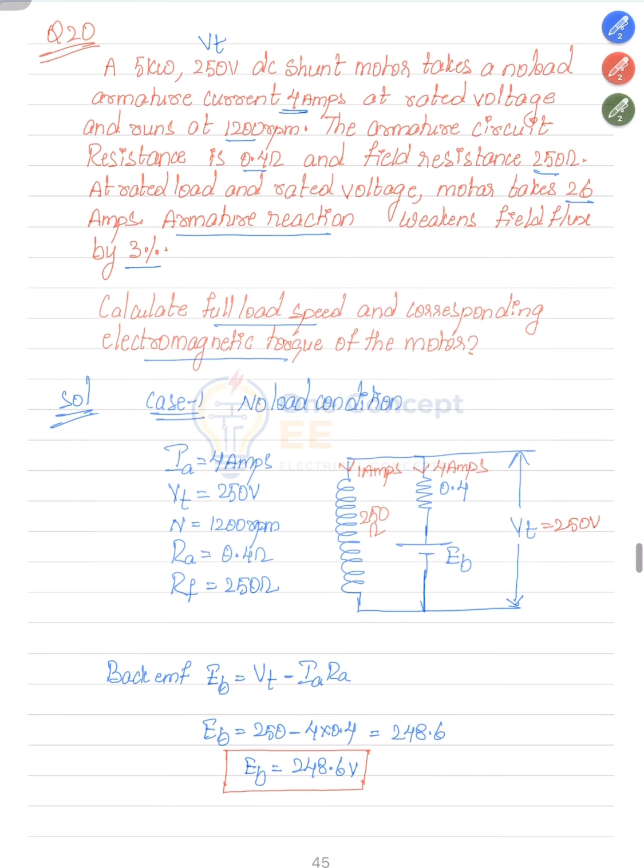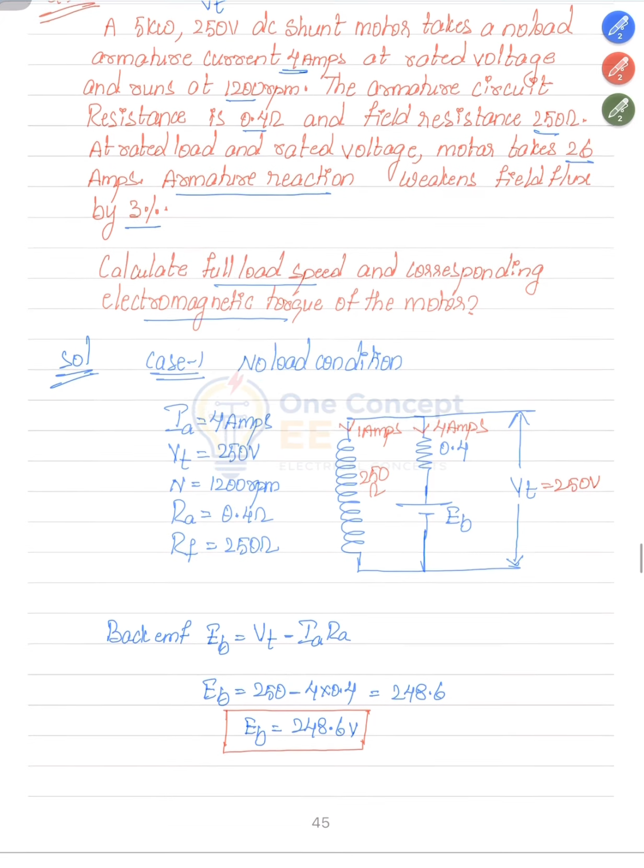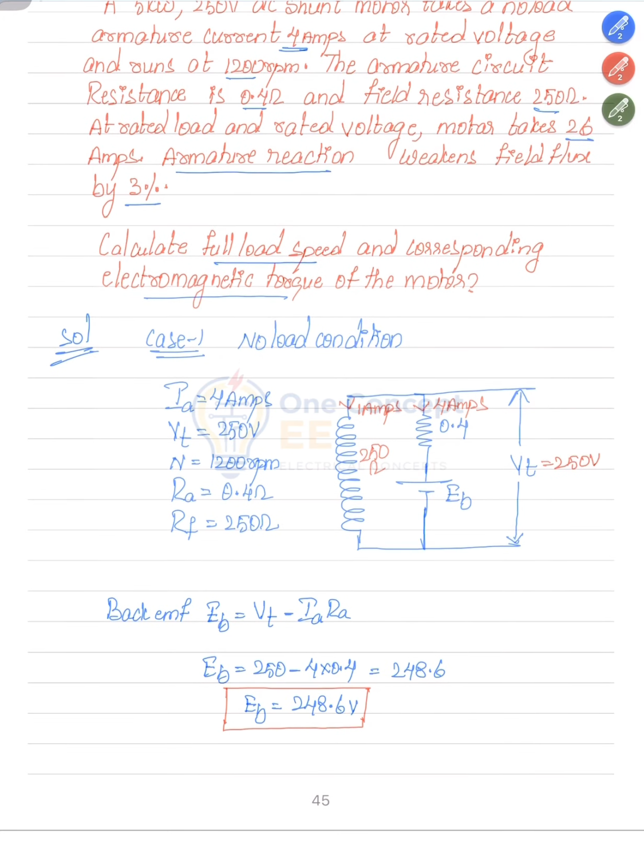Let's write down what data they have given. In case 1, means under no load condition, it is drawing an armature current of 4 amps and terminal voltage of 250 volts, and its speed is 1200 rpm, armature resistance of 0.4 ohm, field resistance of 250 ohm.